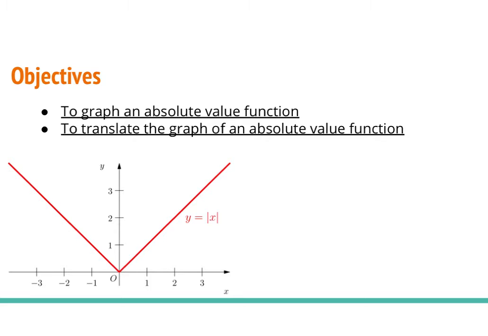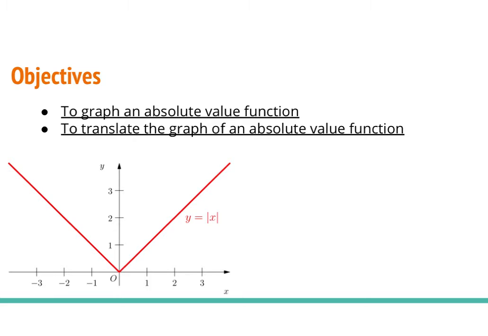Our objectives here are to graph an absolute value function and to translate the graph of an absolute value function. So not only are we learning about what the absolute value function looks like on a graph, but we are also moving it around. Okay, so we're going to translate it a little bit. I need some people to help me out by telling me some pieces of information about what this graph looks like. What do we see in the graph below?